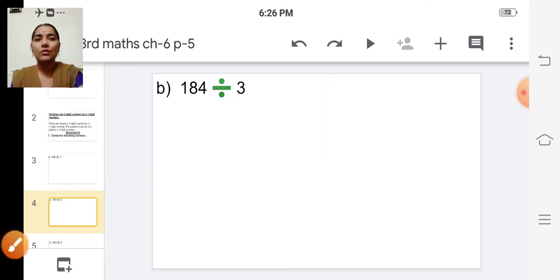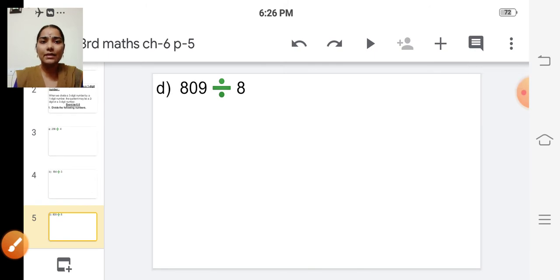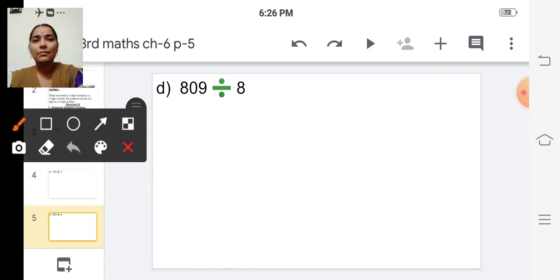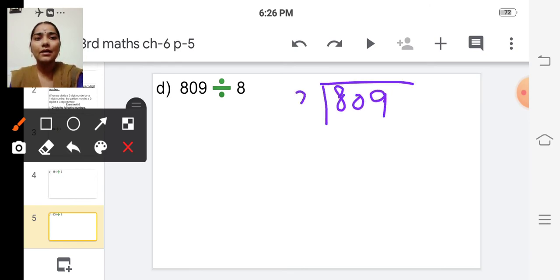Yes. So we'll move on to the next one. D. 809 divided by 8. So we are going to divide 809 by 8. So write 809 by 8.